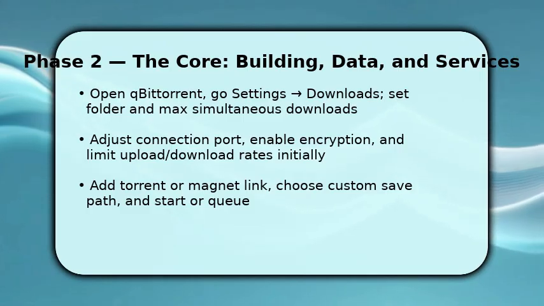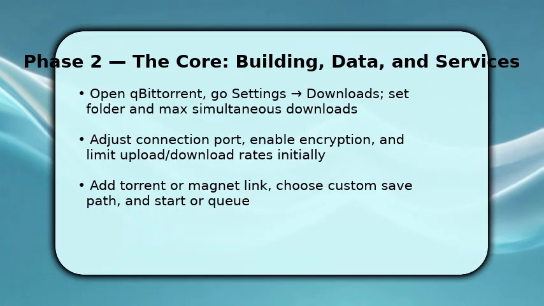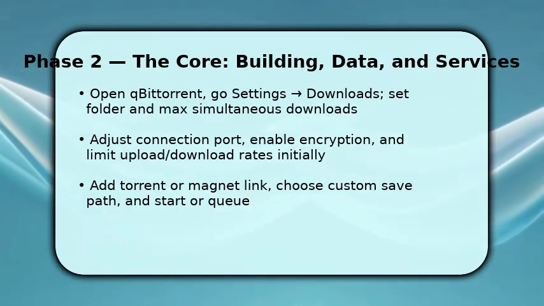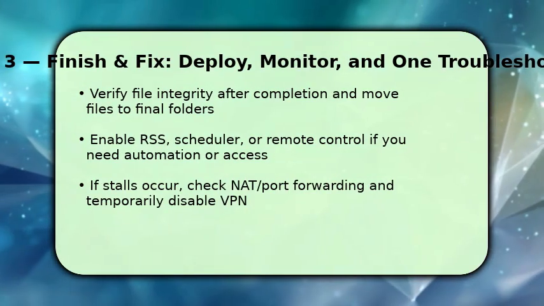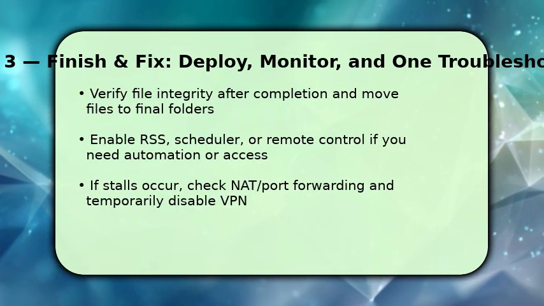When you add a torrent or paste a magnet link, choose a custom save path if needed and either start it or add to queue. These steps control performance and privacy, while downloads begin smoothly. You finish by verifying completed files and organizing them into final folders for media players or archives.